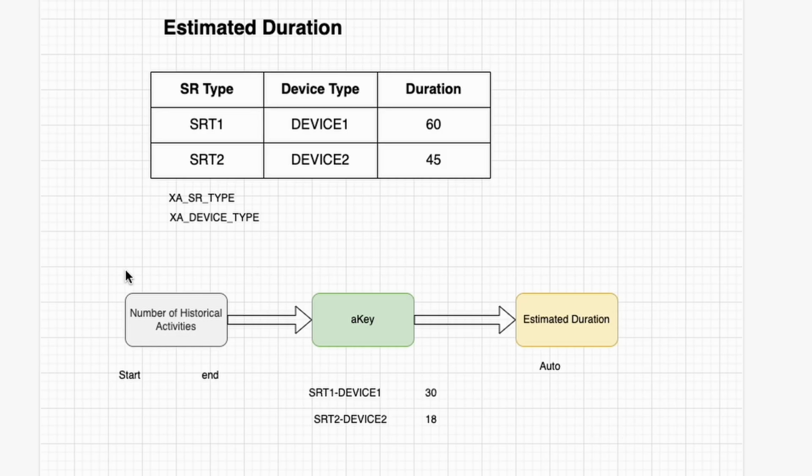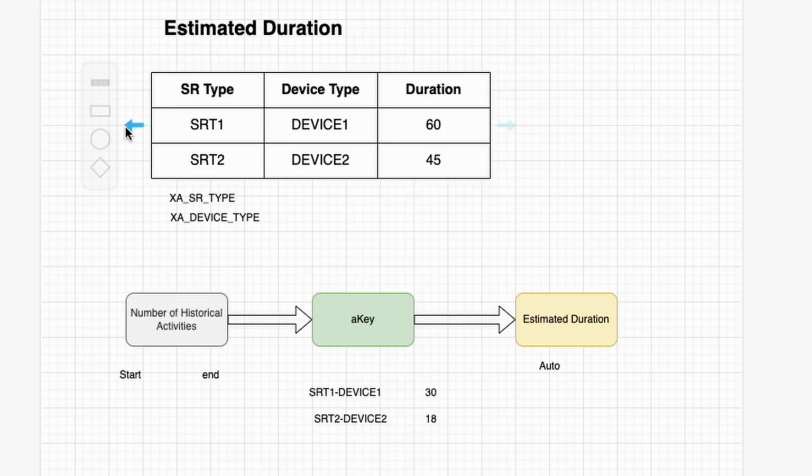So this is how the duration key works in Oracle Field Service. But as per our requirement, we need hard-coded values. We need to override these durations. We don't want to use historical data, but we have been provided a table with all the combinations, and accordingly we have to populate the duration. So we have to maintain this table in Oracle Field Service. So what we will do, let me show you.